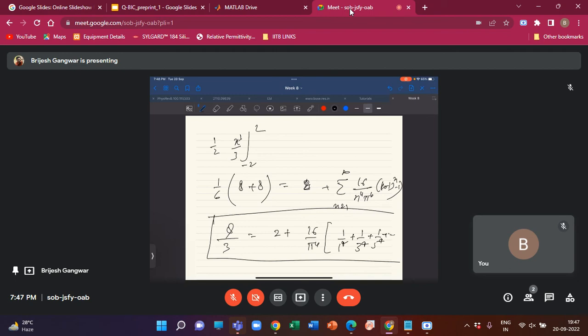Next is, we take one another example for the Fourier series. So let's solve one boundary value problem with the help of this Fourier series.